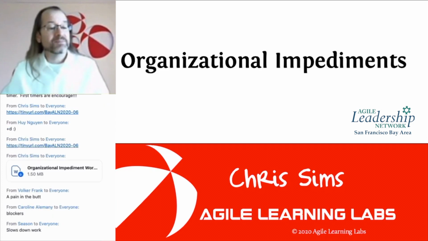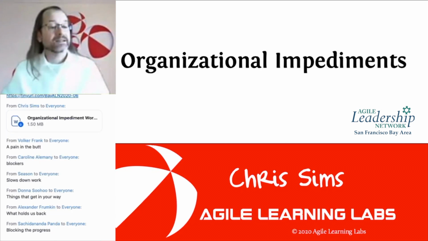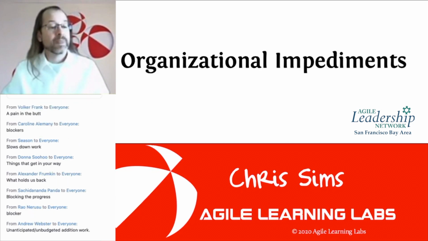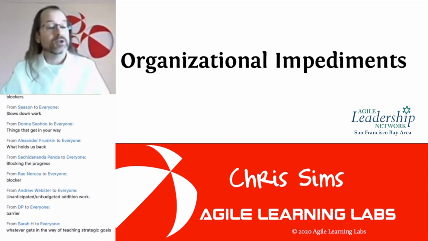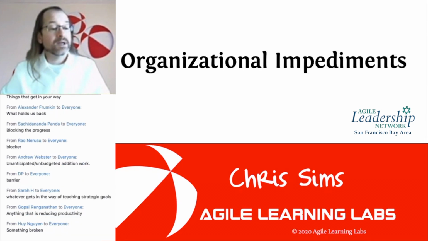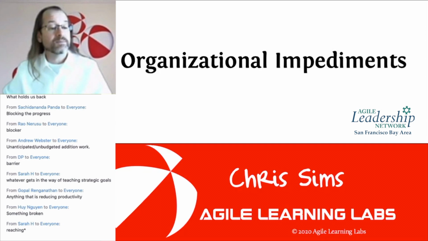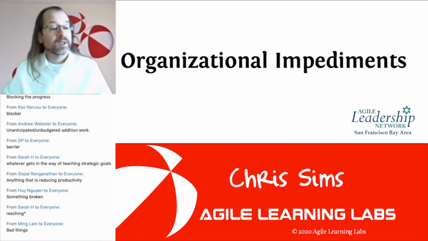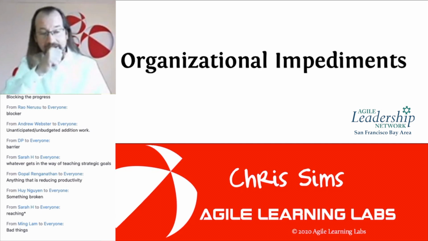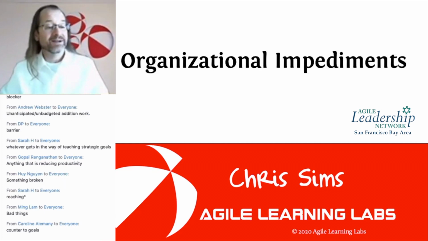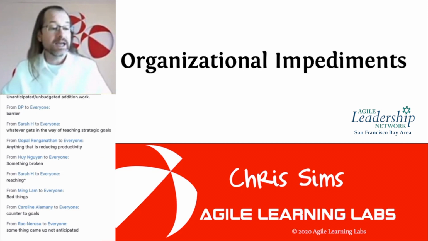It's a pain in the butt. It's a blocker. It slows down work. Things that hold us back. Blocker, unanticipated, unbudgeted additional work, barriers. Whatever gets in the way of achieving the strategic goals. Anything that is reducing productivity, something's broken. Yeah, bad things. Well, I like that. That's right to the point there. Things that are counter to our goals. Absolutely, I would agree.